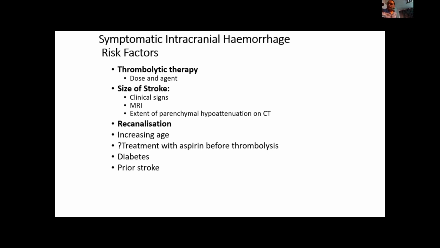The dose of thrombolytic therapy is a hard one, as you know. How much does this guy weigh? 80, 70, 60? It's not an exact science. So we know the dose matters. We know the size of the stroke matters. The bigger the stroke, the more likely you are to bleed. And paradoxically, what we're trying to do is reopen the artery, and when we do, we cause it to bleed. So recanalization is probably, those are the 3 most common reasons why people bleed.